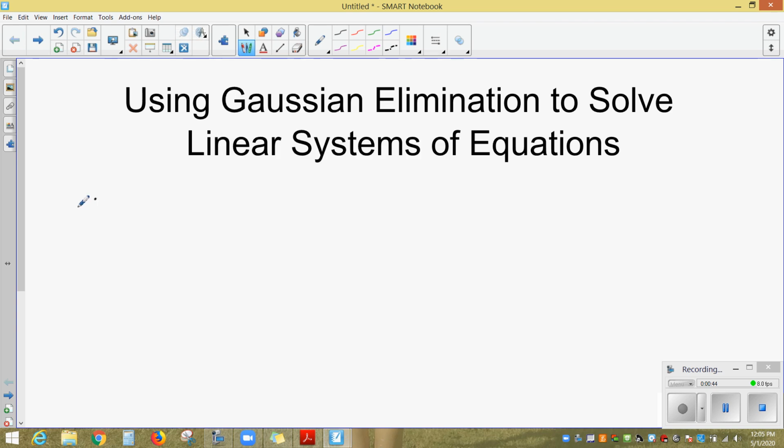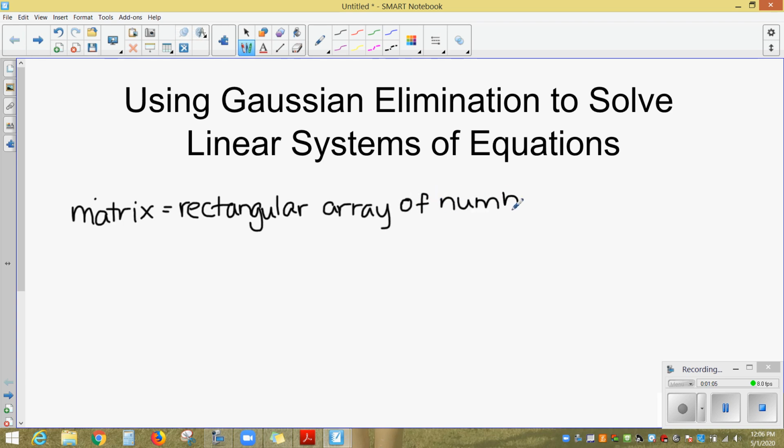We'll show you a little bit, kind of an introduction to matrices. A matrix is just a rectangular array of numbers. It can have as many or as few rows and columns as we need or want for our situation.